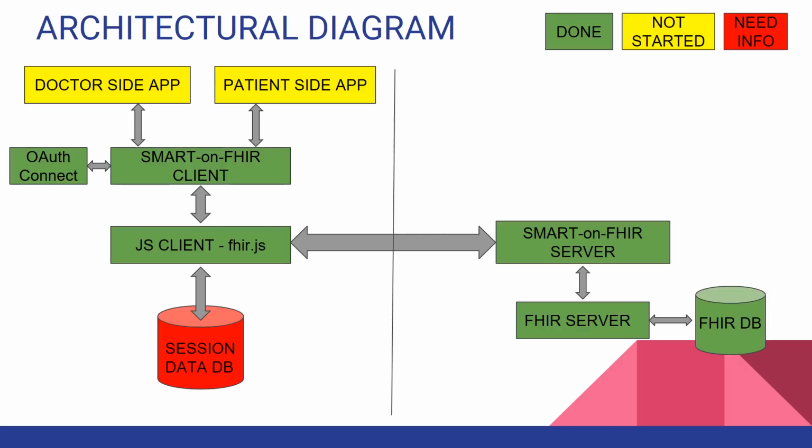This is the architectural diagram as seen in the proposed architecture. On the server side, we have the FHIR server which contacts the FHIR database. The Smart on FHIR will contact the FHIR server. On the client side, we have a JavaScript client, and we have the Smart on FHIR client on top of it. We will develop our apps, the doctor side and the patient side, as two different apps on Smart. There is authentication provided by OAuth on Smart.